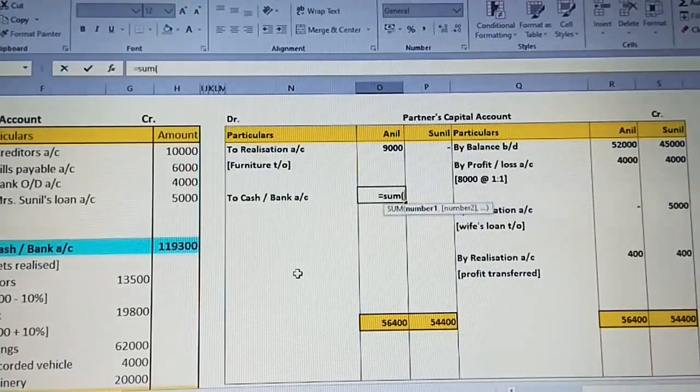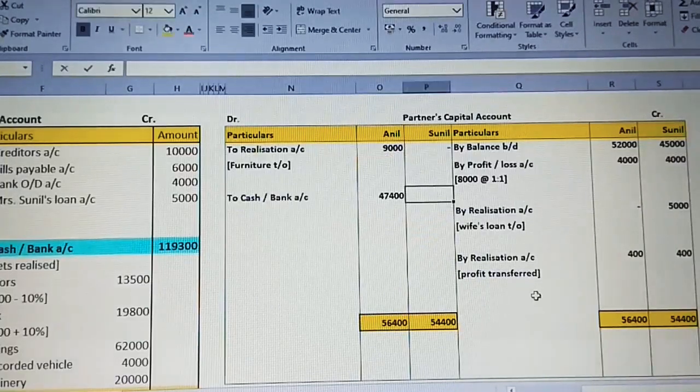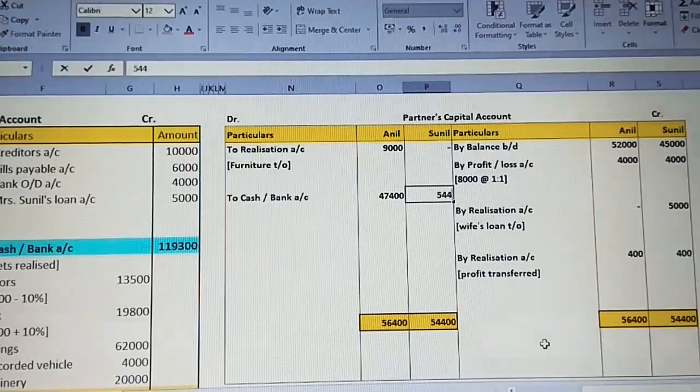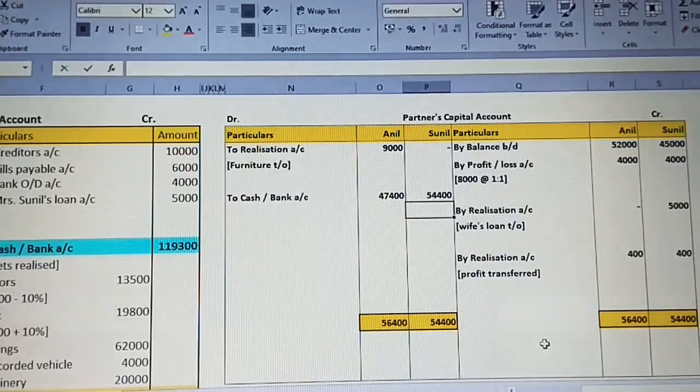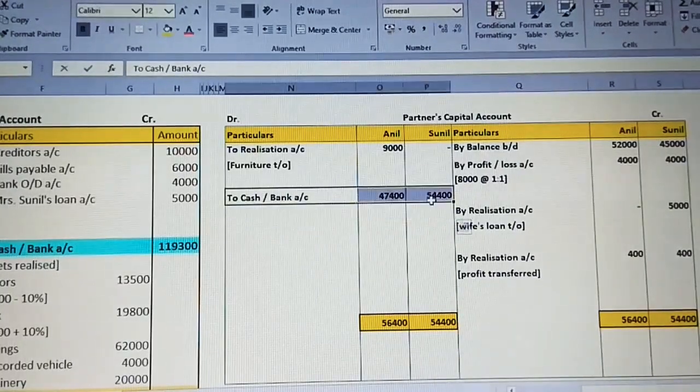We are going to find out the balance. So here it's going to be 54,400. In case of Sunil, there is no adjustments. Yes, so we have completed the partners capital account.